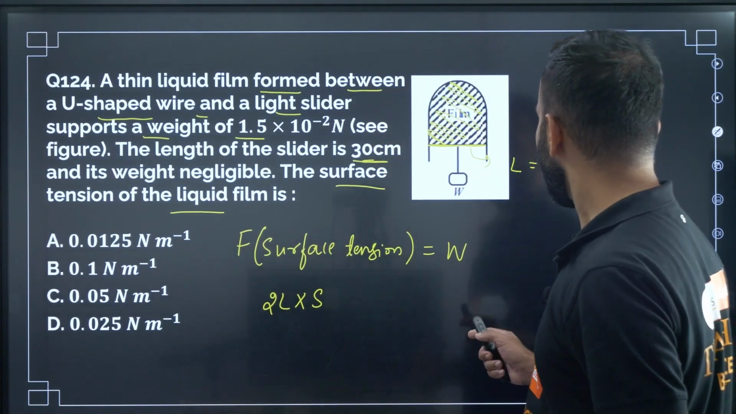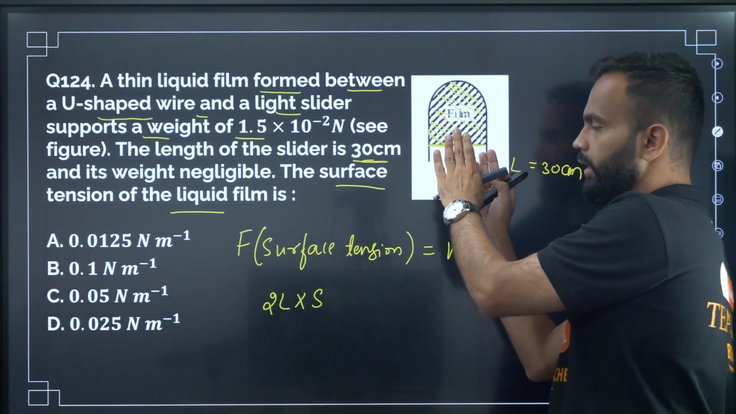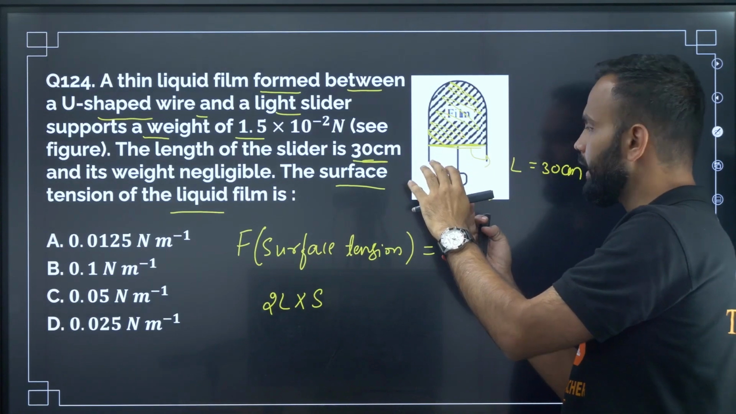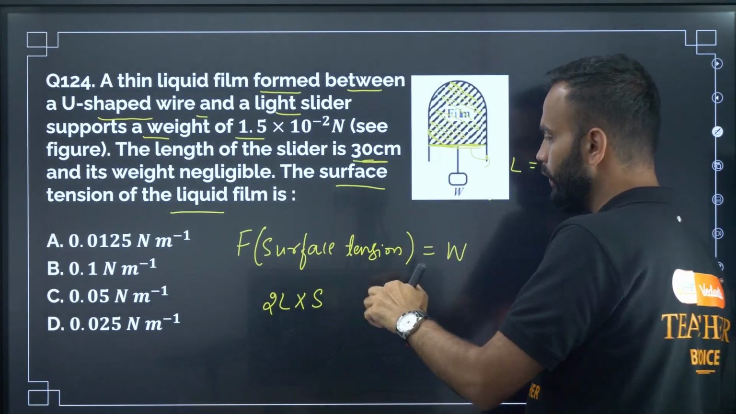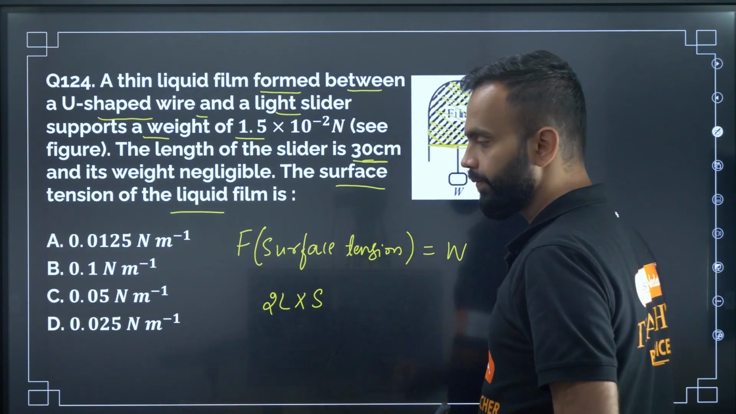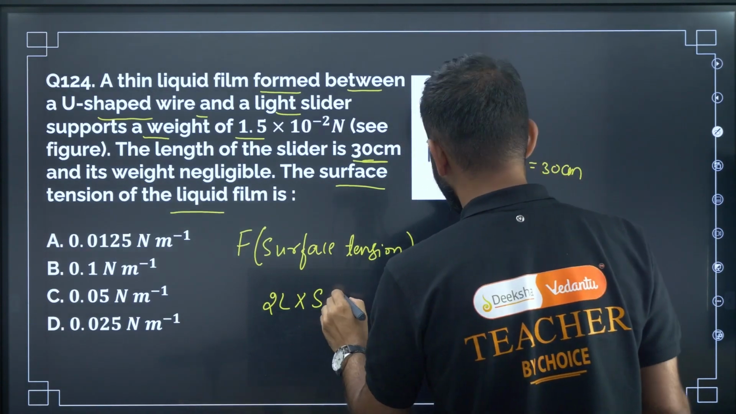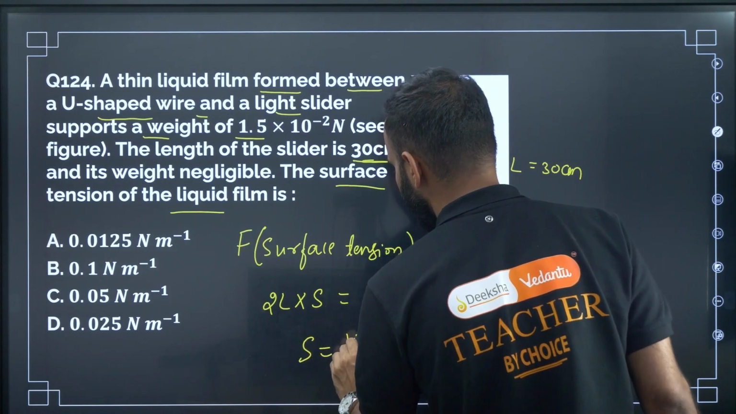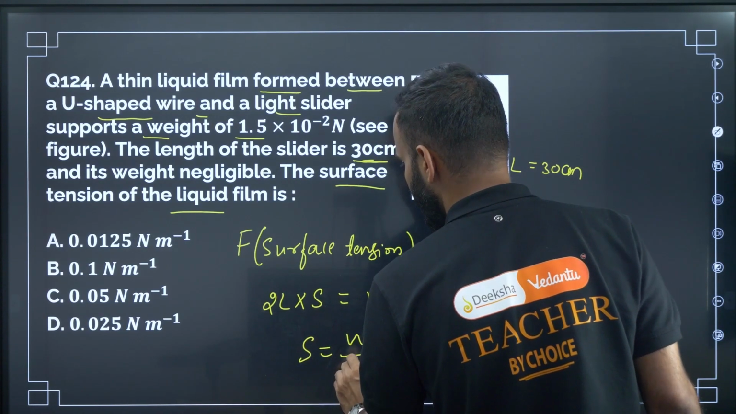Why is it 2L? Because there are two surfaces, right? One on the front side, another on the back side. So there are two surfaces. So 2L into S, where S is surface tension, equal to W, that is weight. So S equal to W divided by 2L.